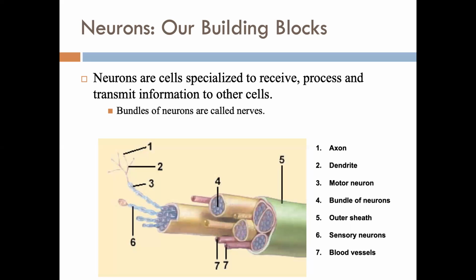All right, so these are some of the parts we're going to talk about. The axon, the dendrite. We talked about a few of those already. The myelin sheath. We'll also mention the axon terminals and the soma, the cell body.